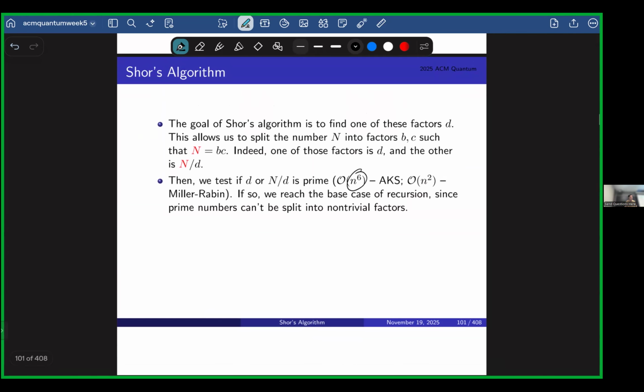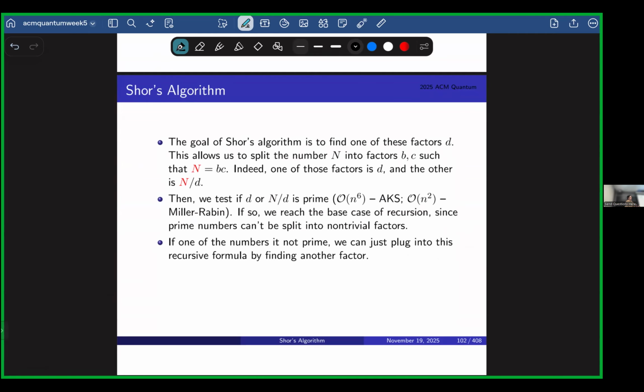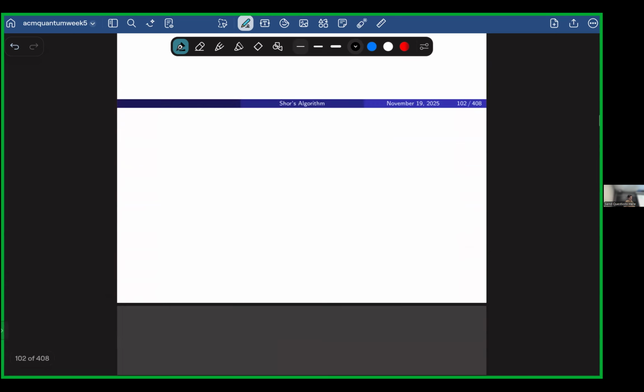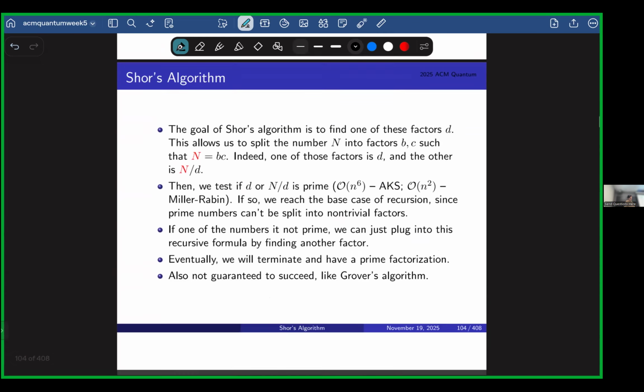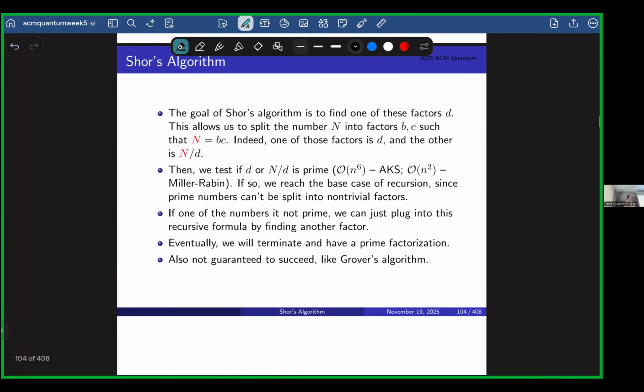So if we do one of these classical tests to see if a number is prime, then we can plug into the recursive formula and keep going. Everything besides Shor's, doing this recursive formula outside of Shor's, is not quantum. It's classical. Eventually you hit the base case and find a prime factorization. And you're also not guaranteed to succeed with Shor's algorithm, similar to Grover's algorithm.